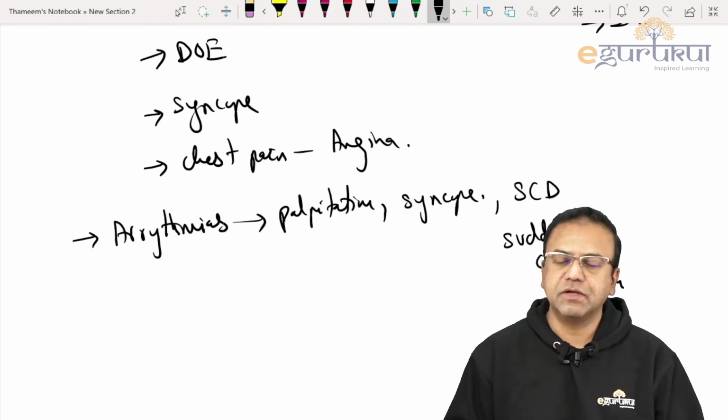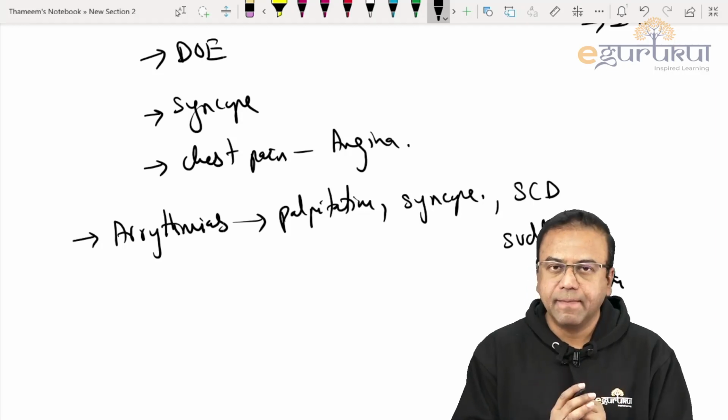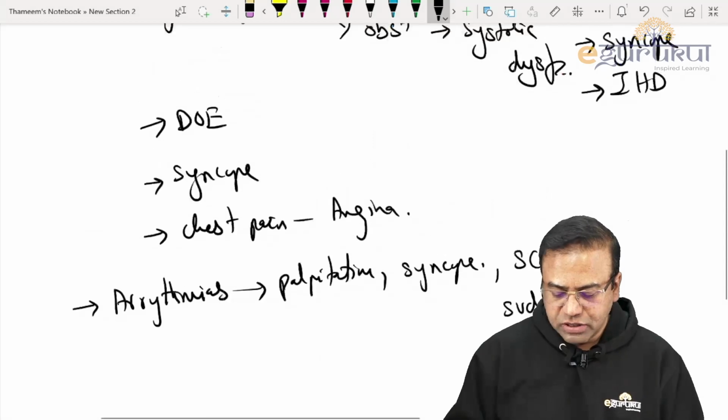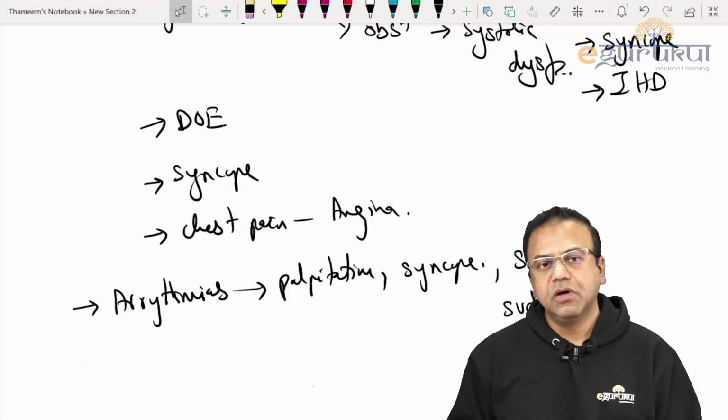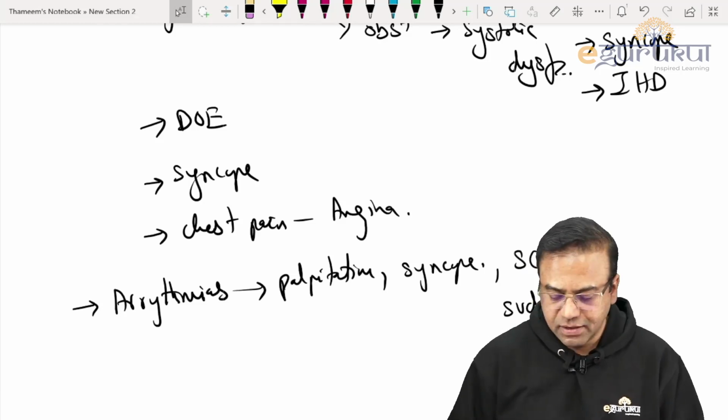Let me summarize it once again for you. Either it's a problem of left ventricle filling and pumping, means it's a diastolic dysfunction and a systolic dysfunction, or this patient is going to have mainly cardiac problems, or these patients can have ischemic heart disease features and they'll have chest pain, they'll have angina. These are all symptoms that can be there.